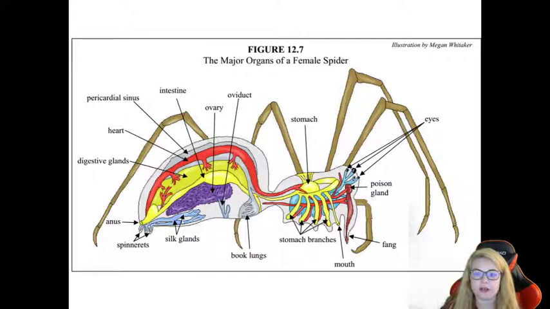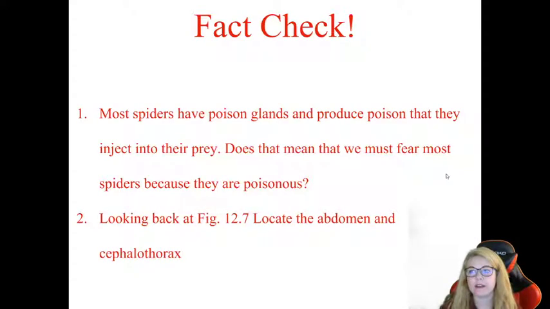But there's also silk glands for producing silk, spinnerets for spinning the different types of webs and weaving the webs that we've talked about. They have an anus, digestive glands. They have a heart, pericardial sinus, intestine, ovary, oviduct, and again, they have typically 4 sets of simple eyes. All right, and so we are going to do a quick fact check for some of the information we covered on spiders. It was just a small amount, so nothing crazy.